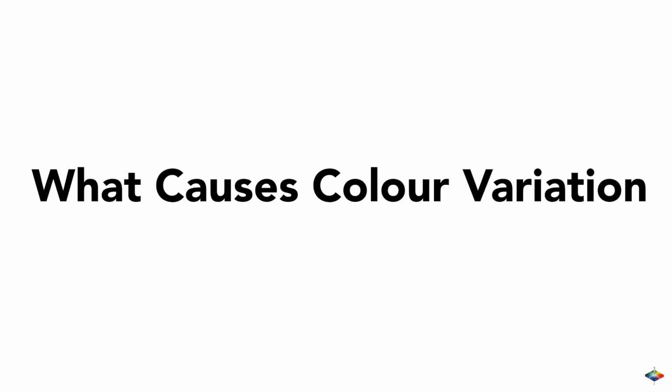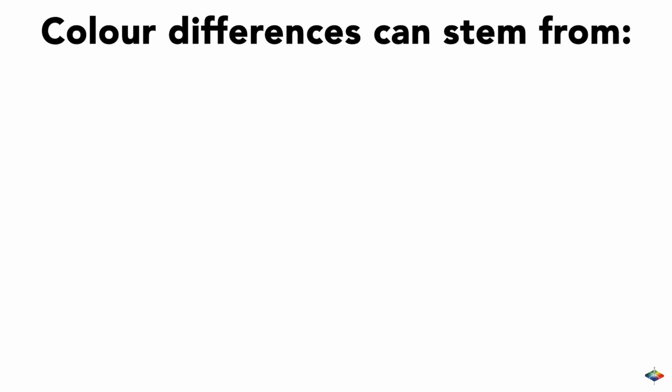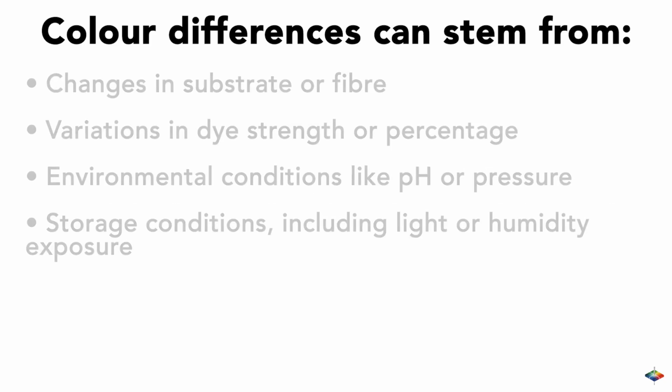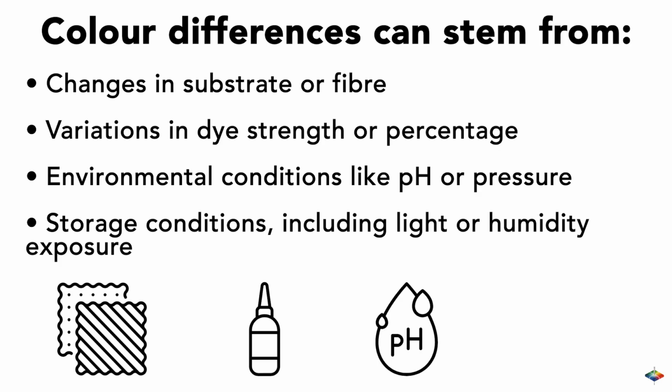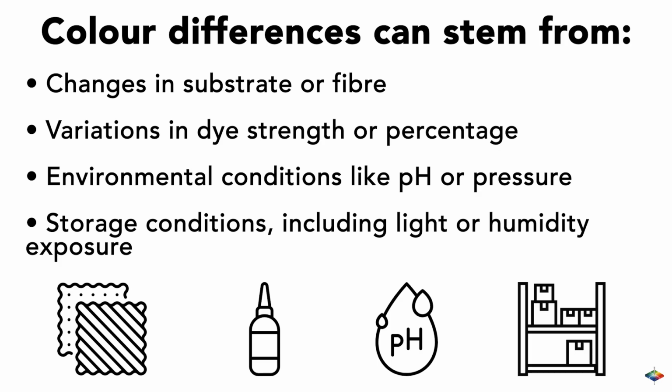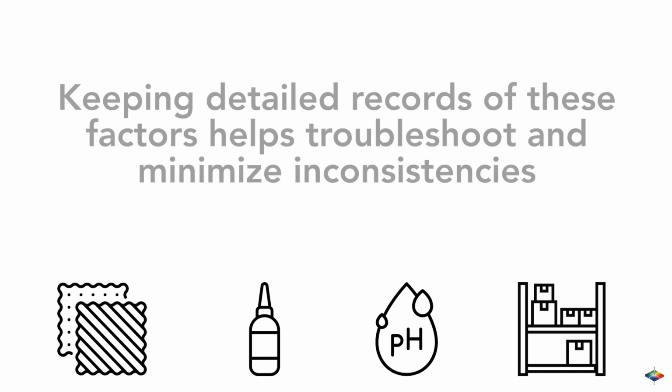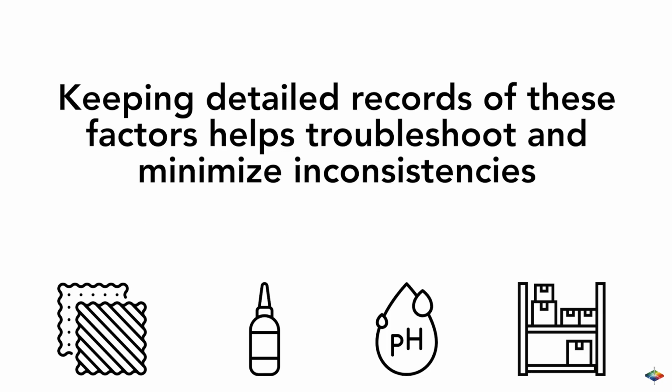What causes color variation? Color differences can stem from changes in substrate or fiber, variations in dye strength or percentage, environmental conditions like pH or pressure, and storage conditions, including light or humidity exposure. Keeping detailed records of these factors helps troubleshoot and minimize inconsistencies.